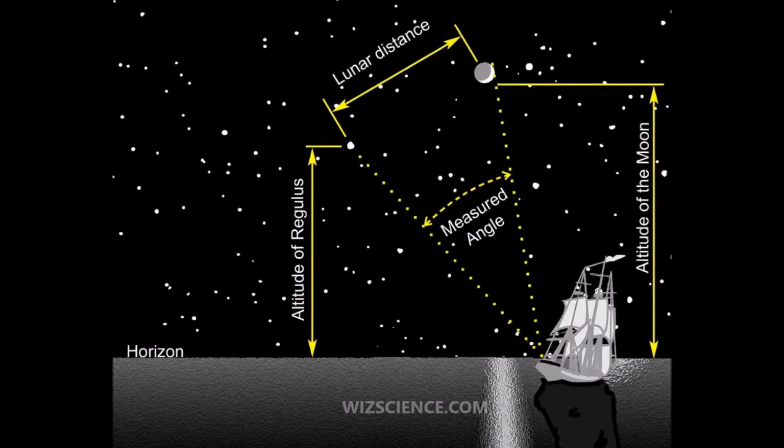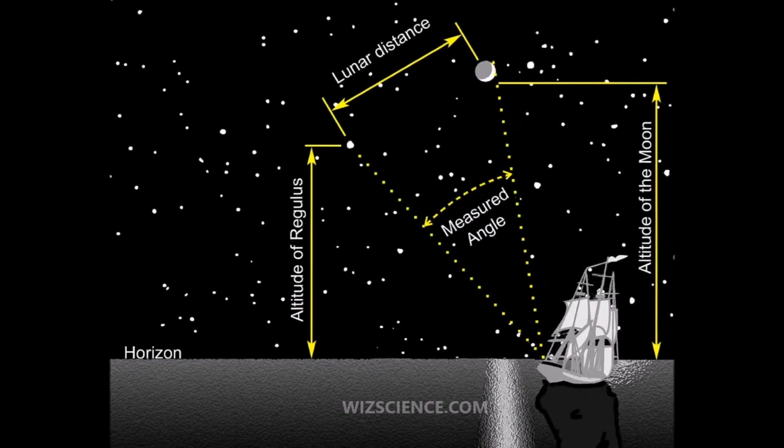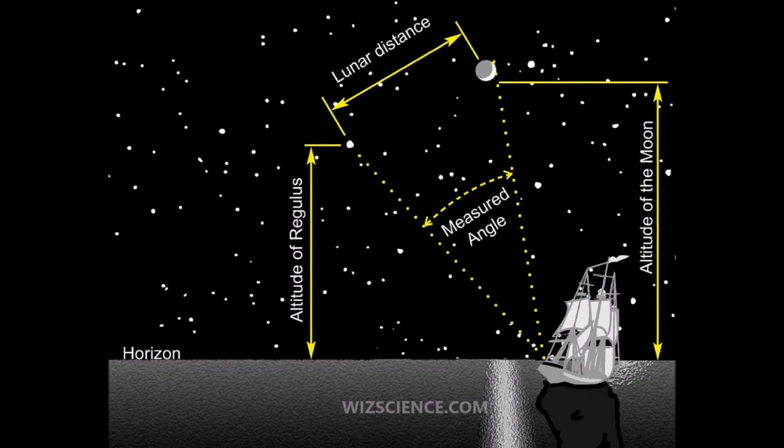The method relies on the relatively quick movement of the Moon across the background sky, completing a circuit of 360 degrees in 27.3 days. In an hour then, it will move about half a degree, roughly its own diameter, with respect to the background stars and the Sun.